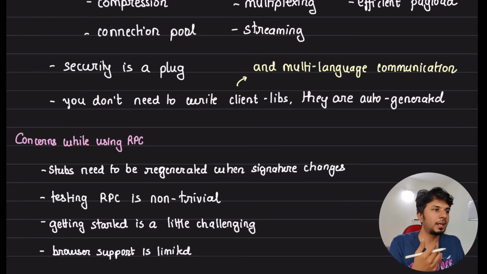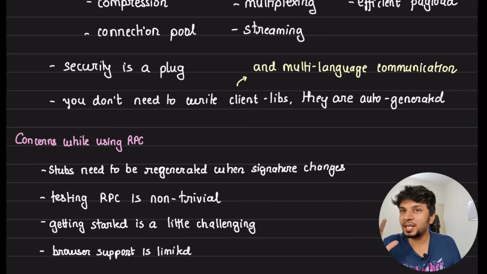And here another solid advantage that you get is multi-language communication. For example, Golang structs and Java classes want to talk to each other. Doing it via common JSON, serializing and deserializing. Why do you want to put that effort? RPC abstracts it out for you. Massive advantages that you get by using RPC.